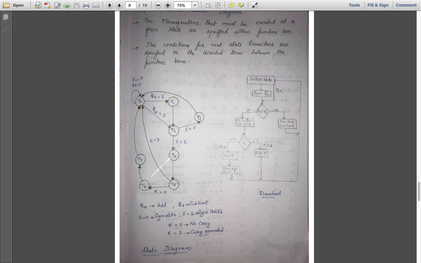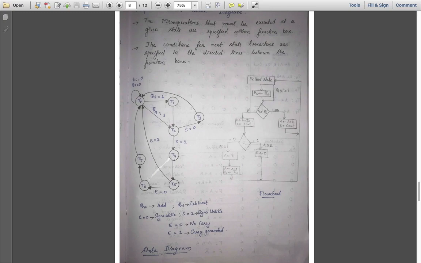So this T3 represents this one. From T3 you can go back to T0 without any conditions. Now if S is equal to 1, that means the signs are unlike. The signs are not equal. If signs are not equal, then you have to do the subtraction by using A plus 2's complement of B. So here T4 is shown. In T4 you are doing that particular step.